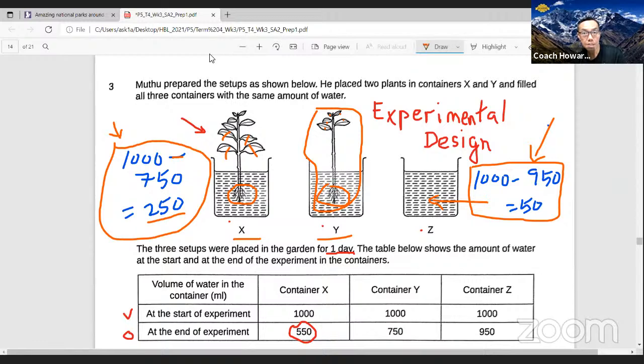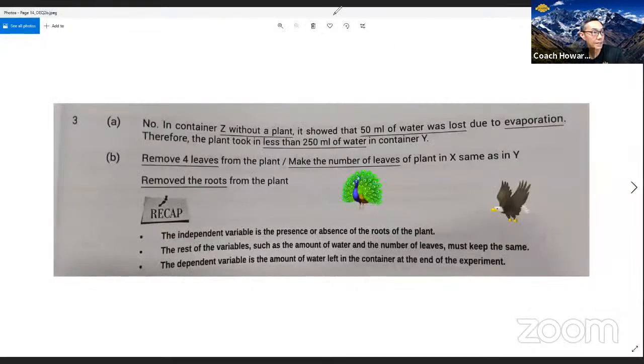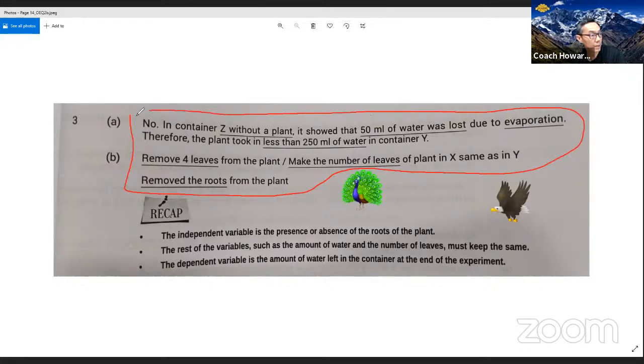Okay, so I will just screen share the answers for those of you who like to refer to the answer here. So these are the answers provided here in my prepared answer key here. And this peacock is quite nice. I put it there to help you to appreciate the beauty of the peacock and also the beauty of this eagle. But we need to focus on here. So the 2 answers are remove the roots from the plant in X, or make the number of leaves of plants in X and Y the same.